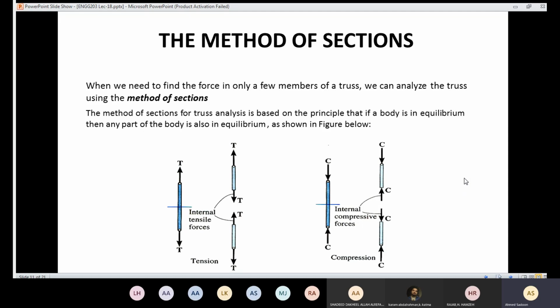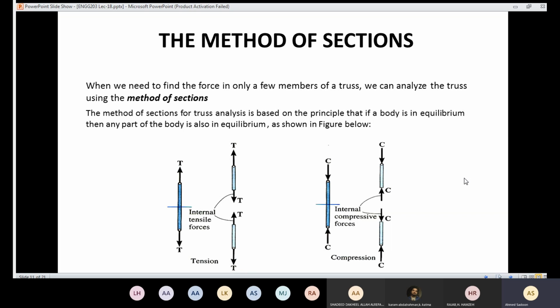method, which is the method of sections. Previously, we discussed the method of joints. In the method of joints, we are going to say that since the truss is in equilibrium, it means the joints, each and every joint, is going to be in equilibrium.